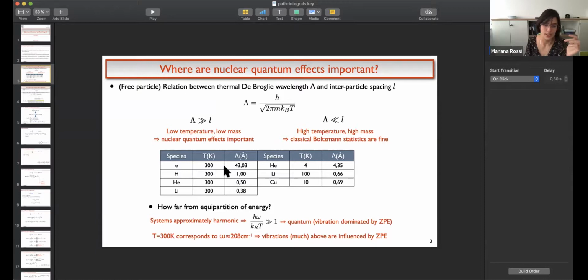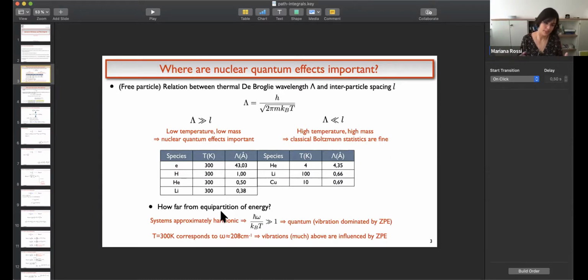So you can calculate this number for a few particles and a few temperatures, and you see that the electron is, of course, quite quantum, right? Even at 300K, you would have 43 angstroms of de Broglie wavelength if you could apply it to electrons. So you expect it to be quantum. Hydrogen is 1 angstrom at 300K, so it is quite quantum even at room temperature. The heavier your element is, the smaller this thing is, but the lower you go in temperature, the larger it is as well. So copper at 10K would be quantum as well as a nucleus.